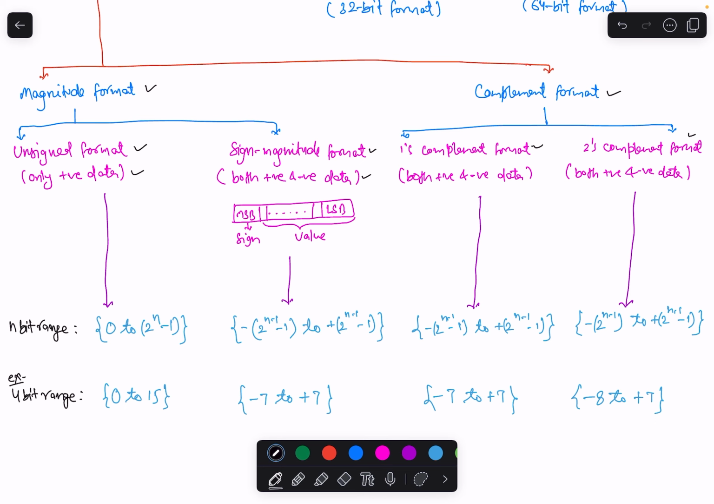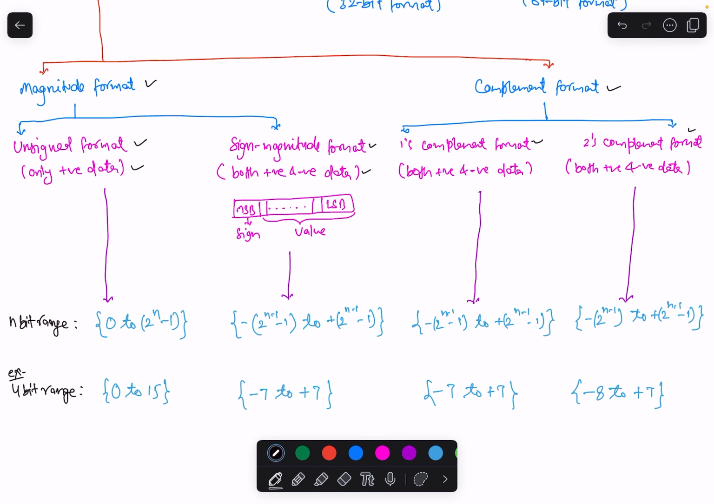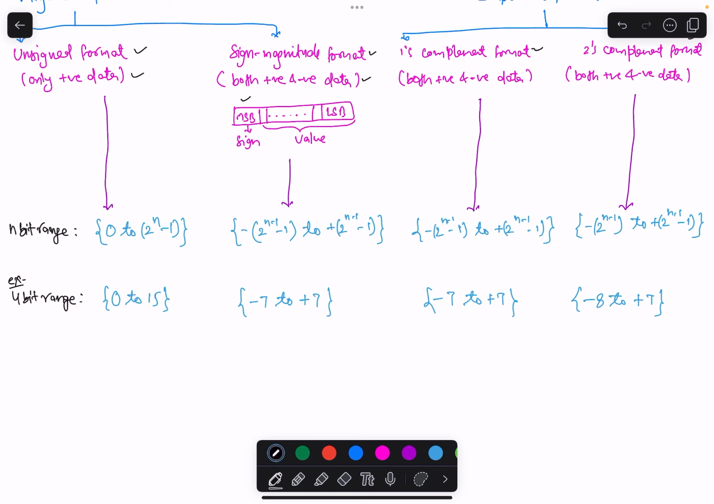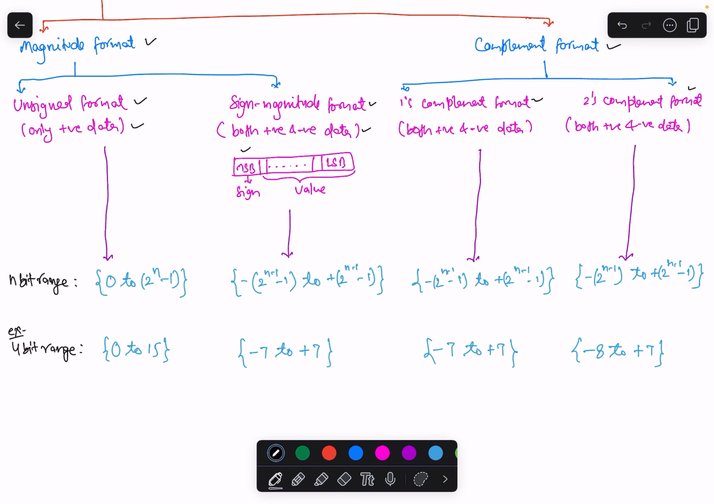In the sign magnitude, in the last video we saw that in the sign magnitude format the MSB bit is used for sign and the value is taken from all the remaining bits, right? Now let's talk about the ranges. If we are given an n-bit number, how many numbers can we represent using each of these formats? If the size is n bits, we can represent 0 to 2 to the power n minus 1 in unsigned format.